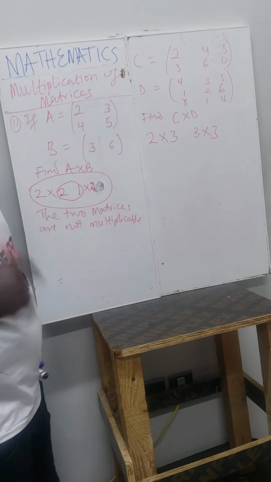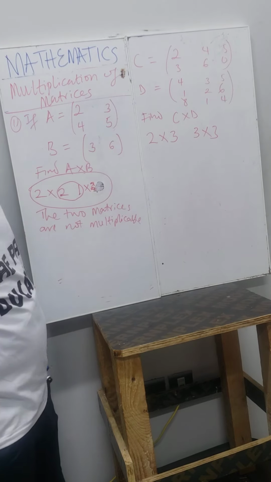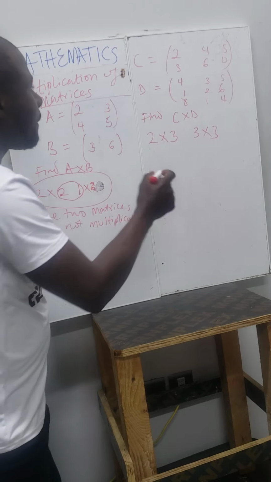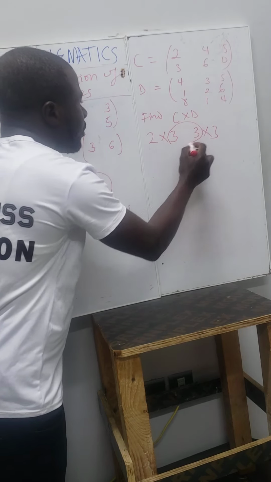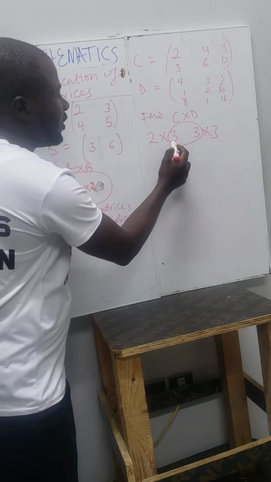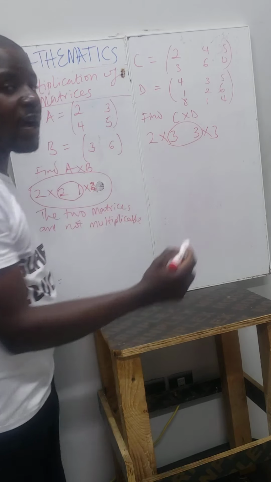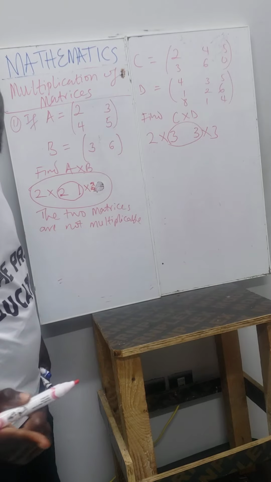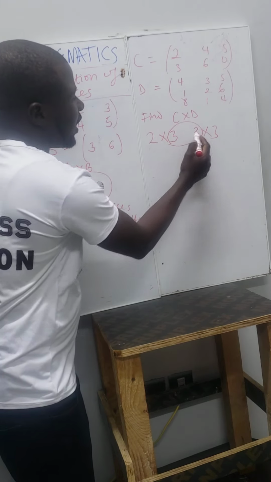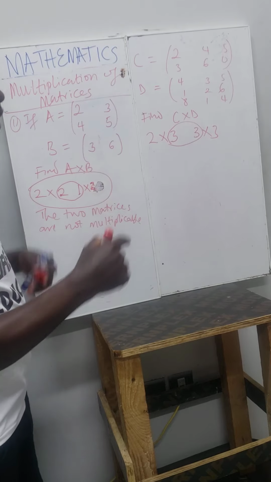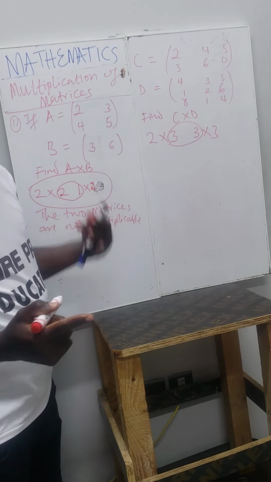We go back to the naming of matrices in our previous lessons. Now, these two matrices are multiplicable in the sense that the last number for the first one and the first number for the second one are the same. They are equal. So we are having 3 and 3. That means they are multiplicable. Then we can now start the multiplication.